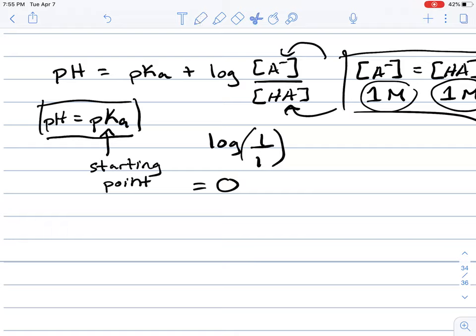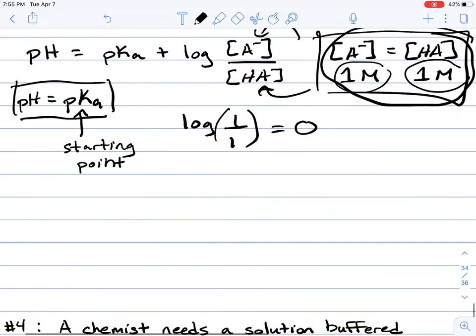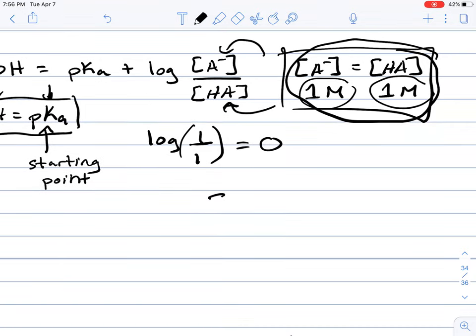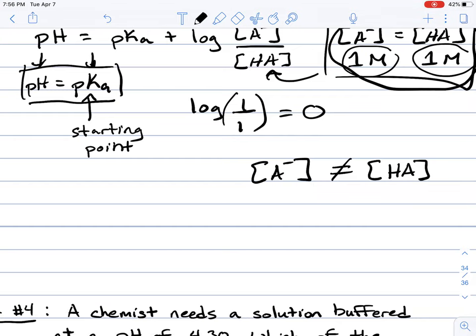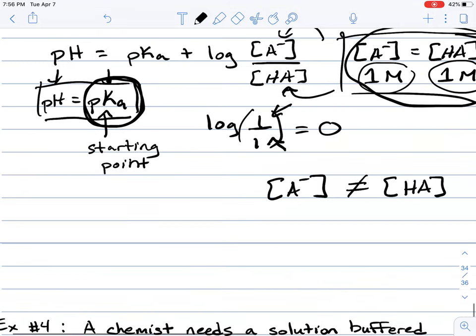And so I'm going to imagine that I have equal amounts of conjugate base and conjugate acid. And if I have equal amounts of conjugate acid and conjugate base, then the pKa is equal to the pH. However, if the concentration of the conjugate base does not equal the conjugate acid, then that's going to shift this ratio, thereby changing that original starting point to another pH value.